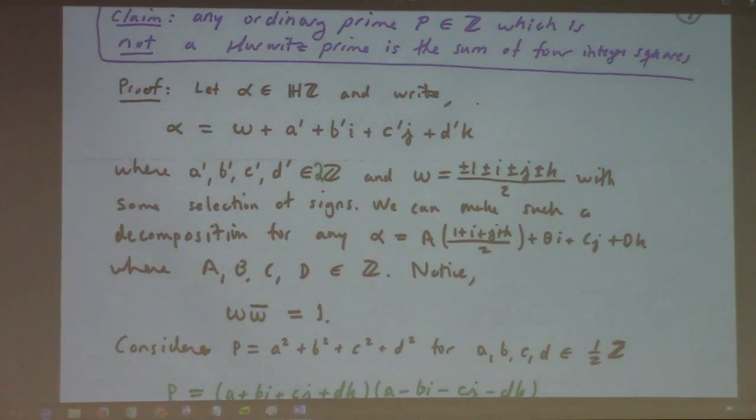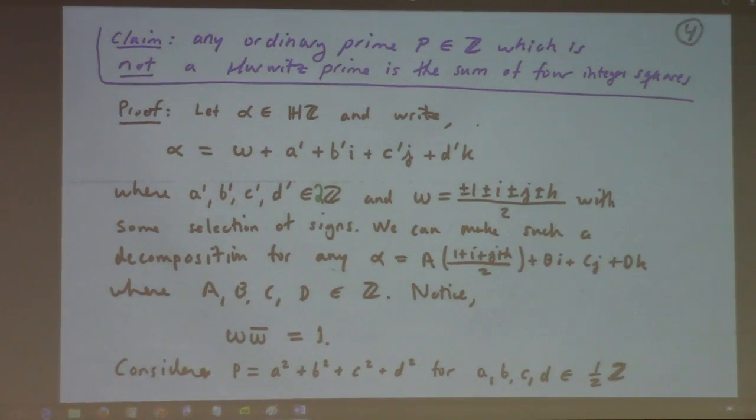So we're assuming what? We're assuming we have something in the Hurwitz integers. It's a sum of A prime, B prime, C prime, and D prime with these i, j, and k, the versors. And basically the A prime, B prime, C prime, and D prime are even integers. And then this omega is something like, it's got the fractions in that piece. We can make such a decomposition for any alpha in the Hurwitz integers, all right?